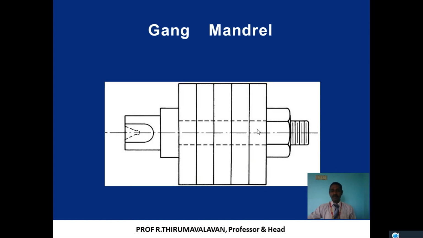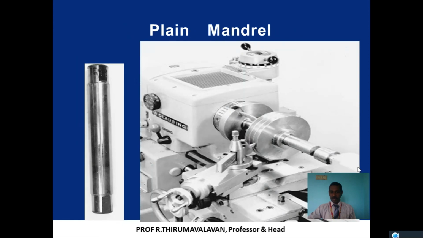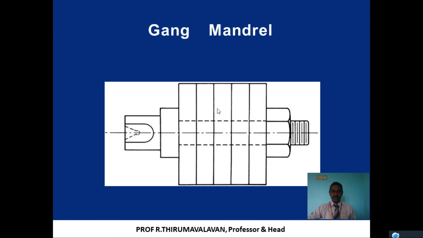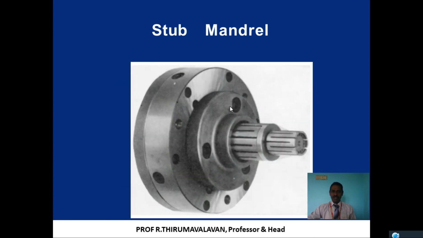So the first one we call plain mandrels. Right? A simple hollow shaft will be there, and a piece with the same internal diameter will be held. The expandable mandrel is expanded for easy removal and for holding different sizes of workpiece. Next we go for gang mandrels, where we can fix many workpieces at the same time. Next is the stub mandrel, where we are fixing at the end.